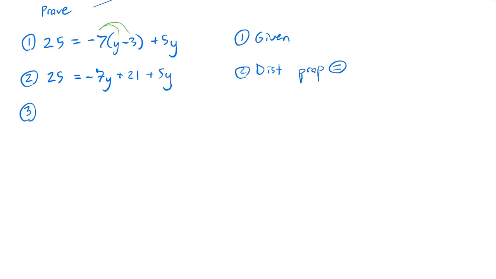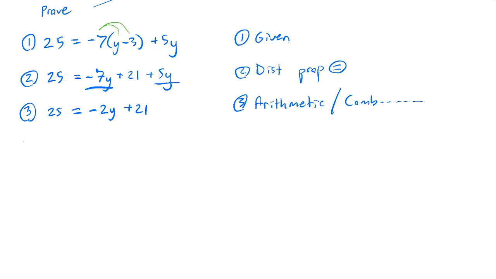Okay, so step 3, what I'm going to do is combine these two. So 25 equals, this is now negative 2y plus 21. So that was just some arithmetic, or combining like terms. And then step 4, really the arithmetic's a better answer there. Then for this one, I'm going to subtract the 21 from both sides. And so we get 4 equals negative 2y. And so that is subtraction.